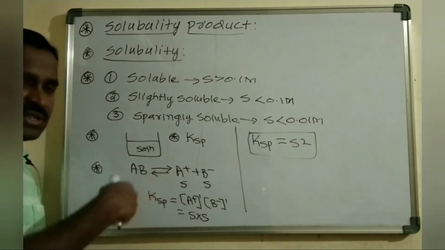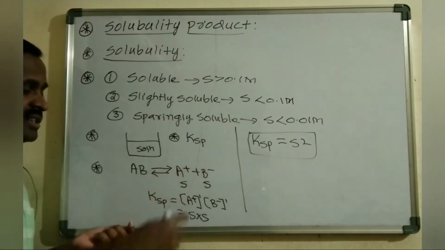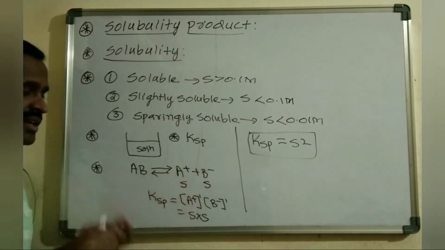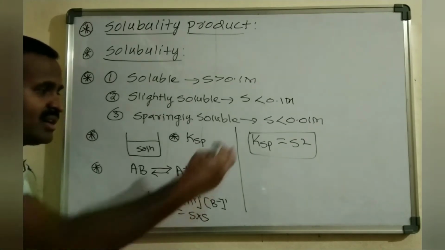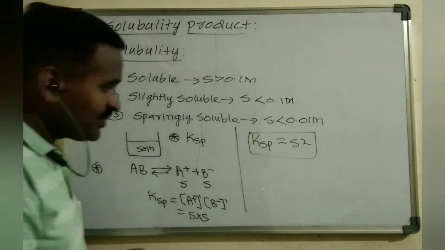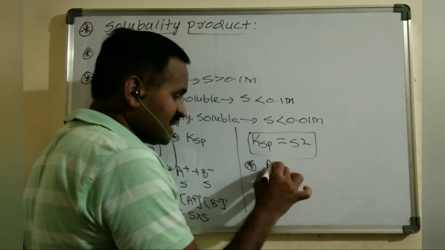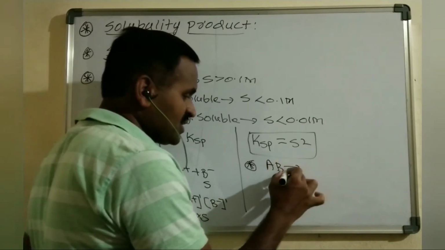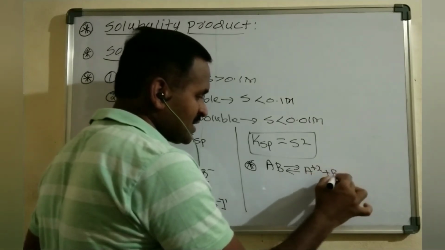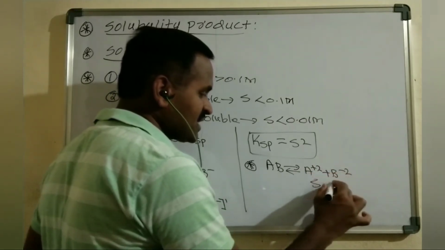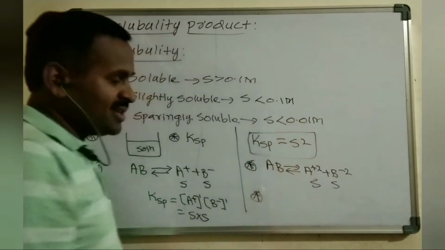If I take AB as a general form of a univalent electrolyte or salt, it gives A plus and B minus with solubilities S and S, and you will get Ksp. Even for the AB type of electrolyte, AB can dissociate into A 2 plus and B 2 minus. Its solubilities are S and S only, and again you will get the solubility product Ksp equals S square.